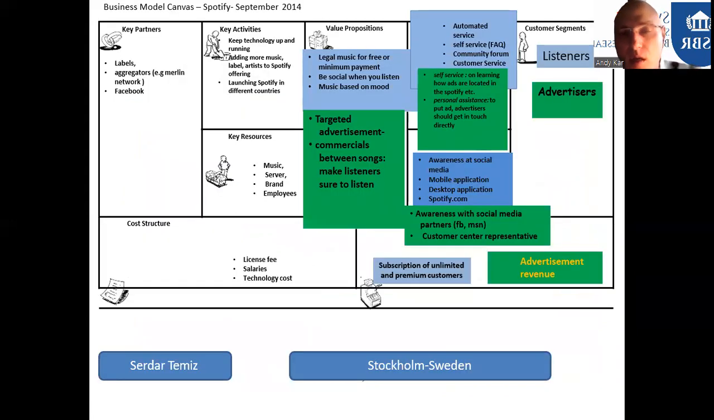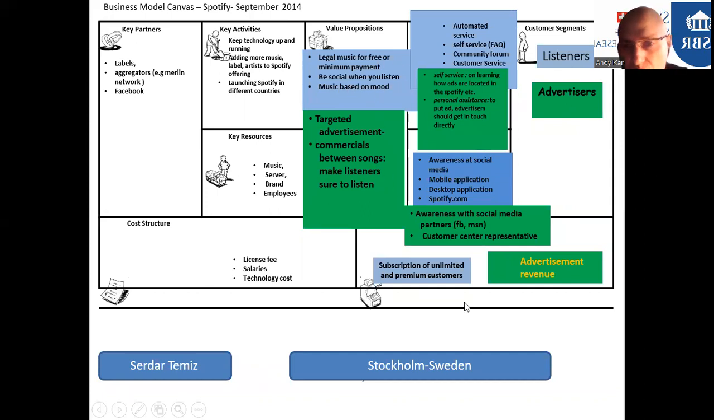And here we see a business canvas. For example, it's from Spotify. We have the company's key partners: labels, aggregators, for example Merlin Network, Facebook, etc. Key activities: keep technology up and running, adding more music, labels, etc. And we see here some sticky notes. Customer segment: we have the listeners, the advertisers. Here we have automated service, self-service, community, etc. In terms of value proposition: legal music for free or minimum payment, be social when you listen.